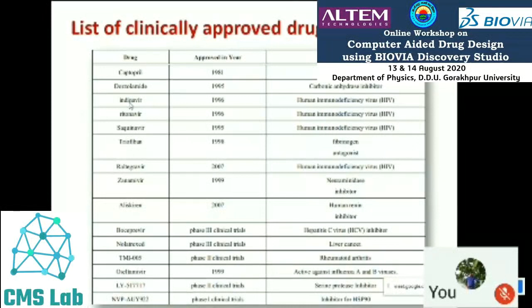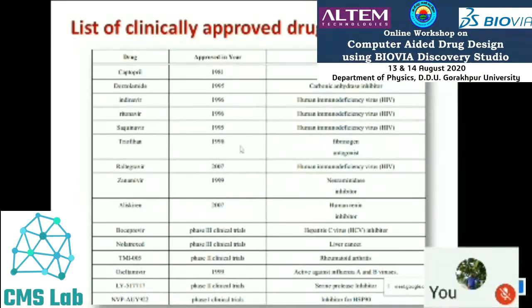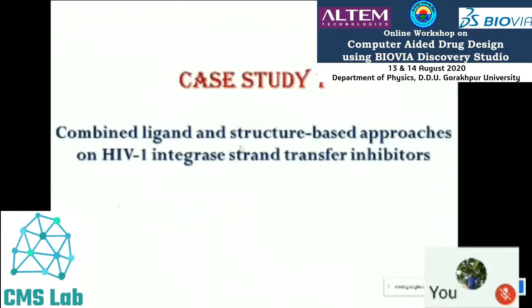You see here the list of drugs that used CAD in the early drug development process. This is not the most updated list. There are many drugs in preclinical and in phase 2 and phase 3 clinical trials which are not listed here. One of the success stories of CAD is raltegravir, and there are many other HIV drugs, because CAD is widely used in HIV drug discovery. So that's the overview.